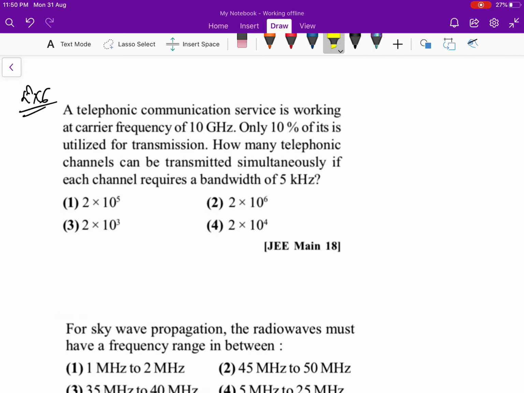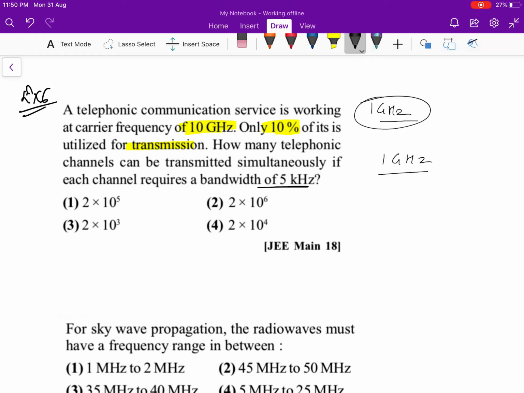Now one more. A telephonic communication service is working at a carrier frequency of 10 gigahertz. Only 10% is used for transmission, so effectively you have 1 gigahertz available. How many telephonic channels can be transmitted simultaneously if each channel requires 5 kilohertz? So if each requires 5 kilohertz, the total bandwidth you have is 1 gigahertz.